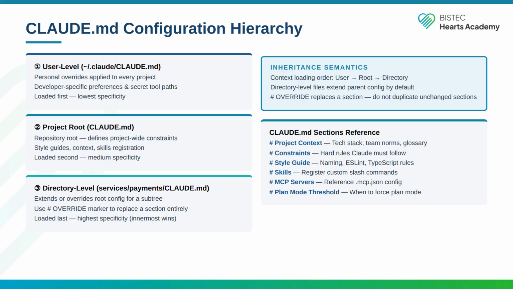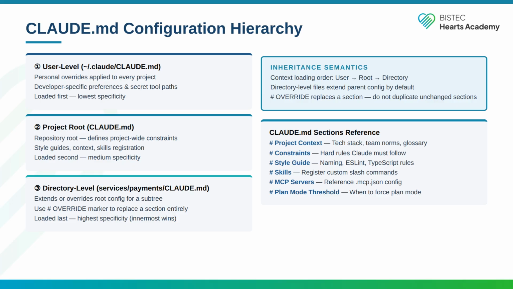The first level is the user level file at ~/.claude/CLAUDE.md. This is your personal preferences file. It's loaded first, applied globally to every project you open, and has the lowest authority in conflict resolution. A developer who prefers a particular formatting style or has personal tool paths they always need can set them here without affecting the shared project configuration. This file lives outside the repository and is never committed.